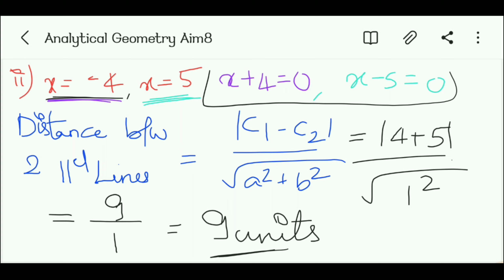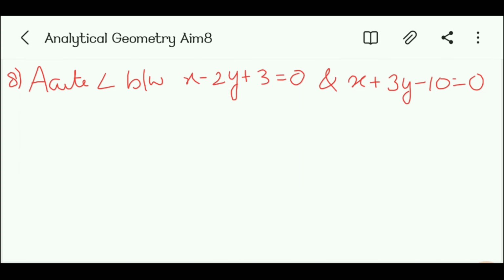Okay, now we will see the next question. In the 8th question, we have to find the acute angle between these two lines, x minus 2y plus 3 is equal to 0 and x plus 3y minus 10 is equal to 0. So between these two lines we are going to find one acute angle.